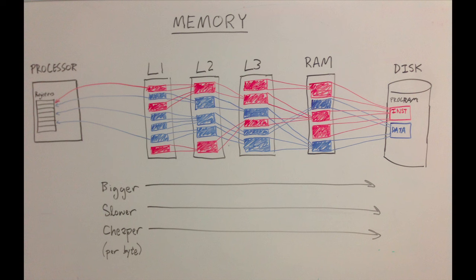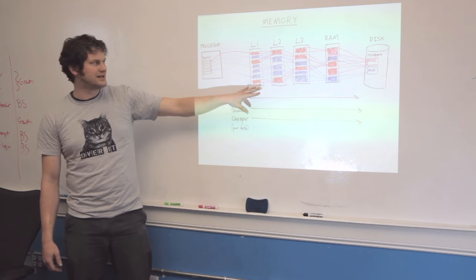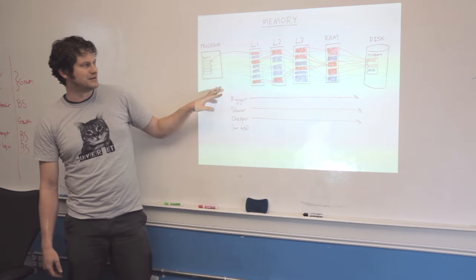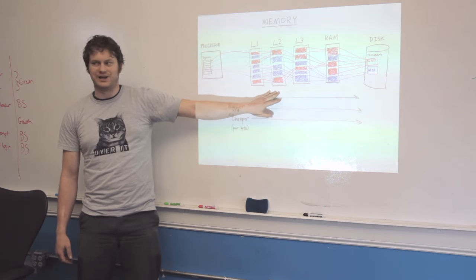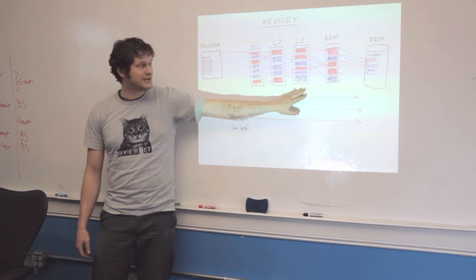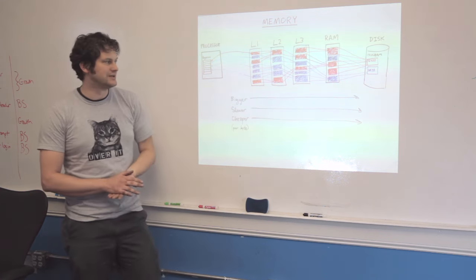The reason that you have multiple layers of caching is that as you move from the processor out to the disk, you have bigger spaces, slower spaces, and cheaper spaces. I haven't drawn these to scale, they're all drawn at about the same size, but your L1 cache is going to be bigger than your register set, but a lot smaller than your L2 cache. Your L2 cache is going to be smaller than your L3 cache, your L3 cache is going to be smaller than the RAM, and your RAM is going to be a lot smaller than your disk.